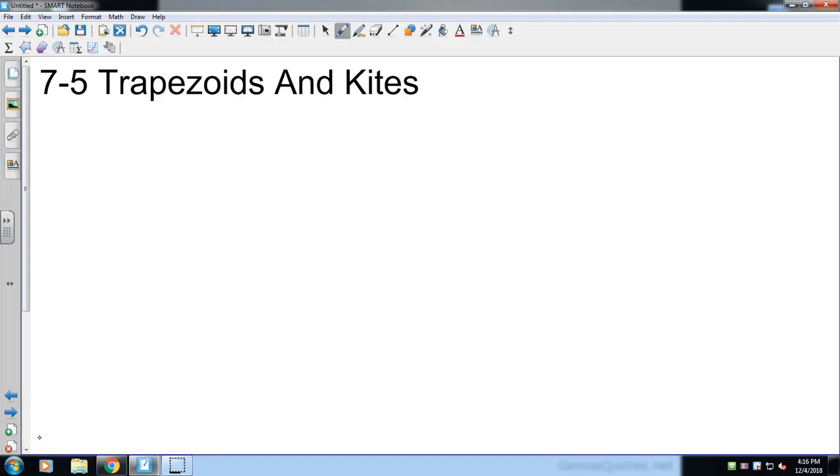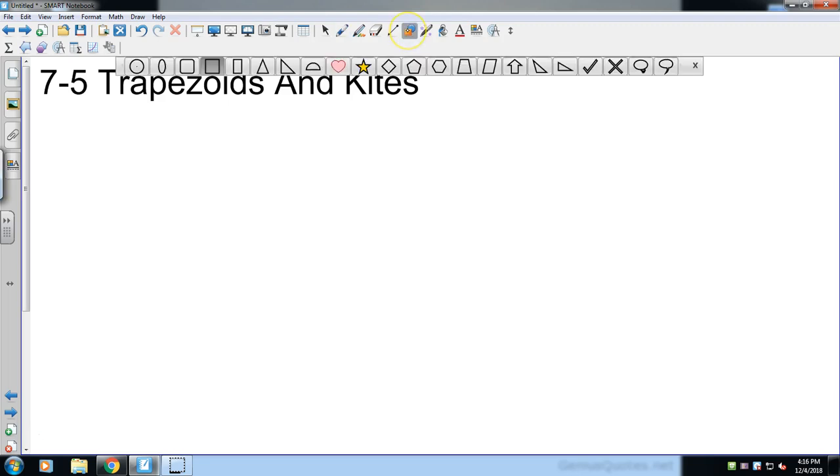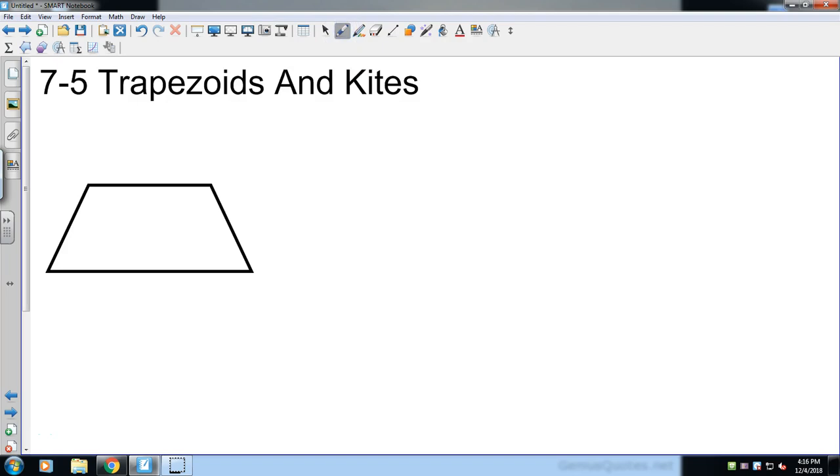Geometry, Chapter 7, Section 5, we're going to look at some trapezoids and kites. Again, staying in the quadrilateral family and looking at just a couple of different shapes. So let's pull up a trapezoid. We'll start with it. And there are two different kinds of trapezoids. The first one, this one, is isosceles.